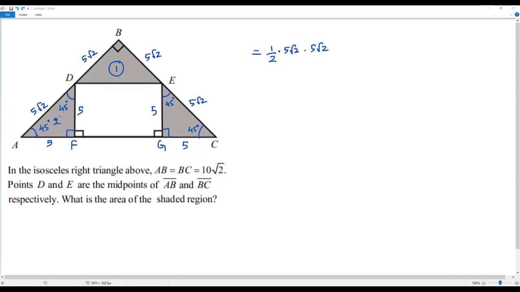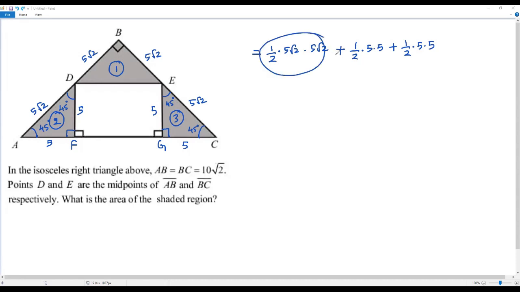Now let me number this triangle as 2. Now let's get the area of triangle number 2. Here clearly the base is 5, the height is also 5. So the same formula again, 1 over 2 times base times height, and the height is also 5. Now let's get the area of the triangle over here. Let me number this one as 3. The area of triangle number 3 is 1 half times base times height. The base is 5, the height is 5. So we get 1 over 2 times 5 times 5.